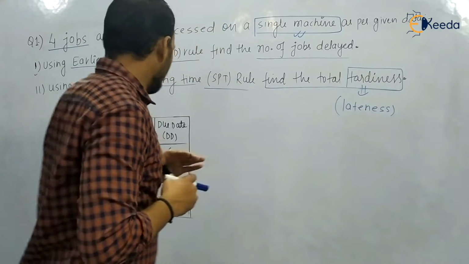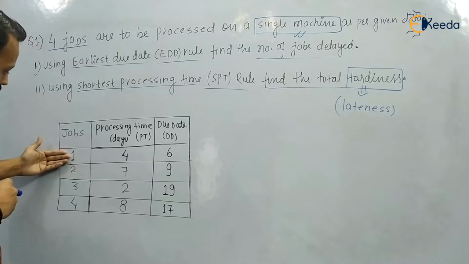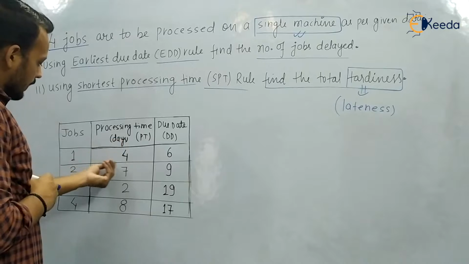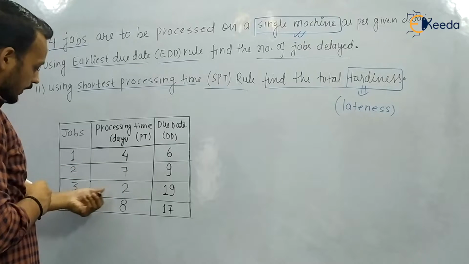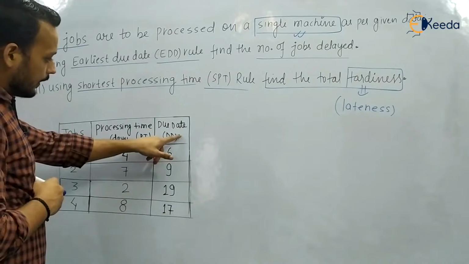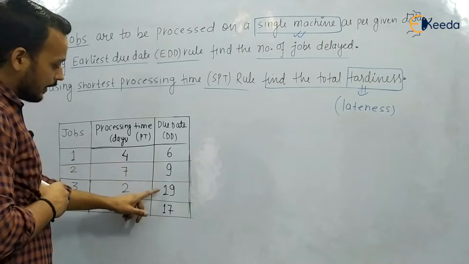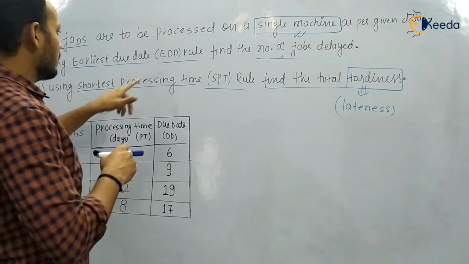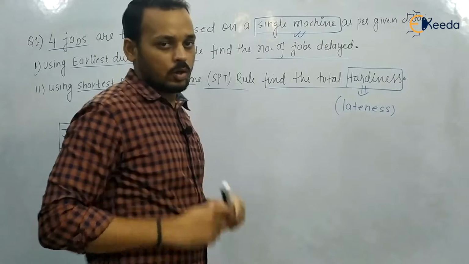Four jobs are given. In column 1 you can see jobs 1, 2, 3 and 4. Processing time in days is given: for job 1 it is 4 days, for job 2 it is 7 days, for job 3 it is 2 days, and for job 4 it is 8 days. The due dates in days are also given for each of the 4 jobs: 6, 9, 19 and 17. First we have to use the earliest due date rule, so we will solve the questions one by one.